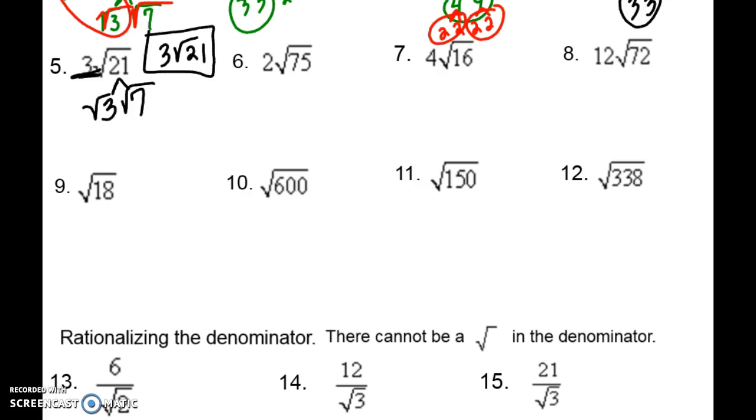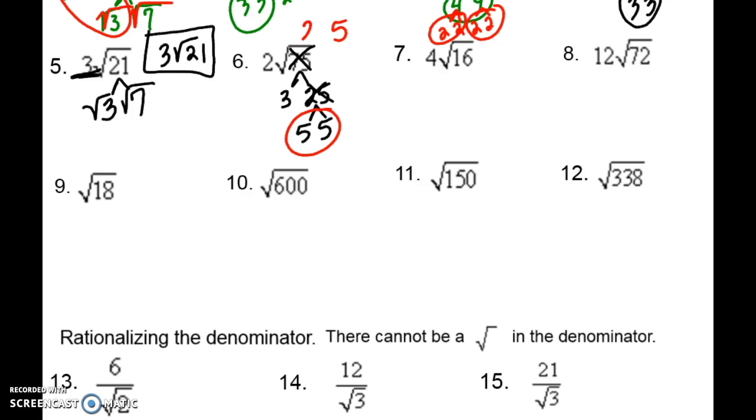Okay? How'd you break down 75? 3 and 25. How'd you break down 25? 5 and 5. These go away. So if I have a pair, which ones do I have a pair for? 5 is a pair, it gets to come out, right? Do I have any more pairs? Do I have anything outside already?